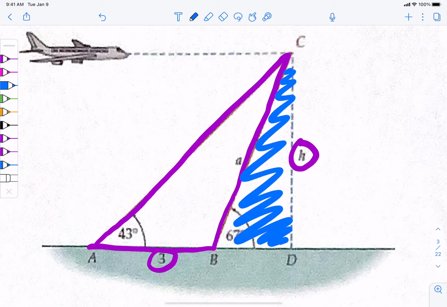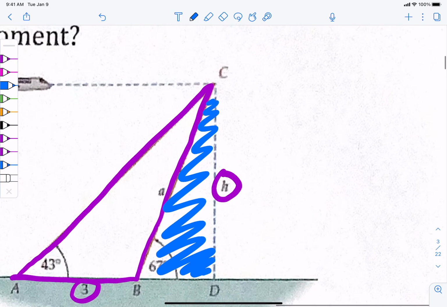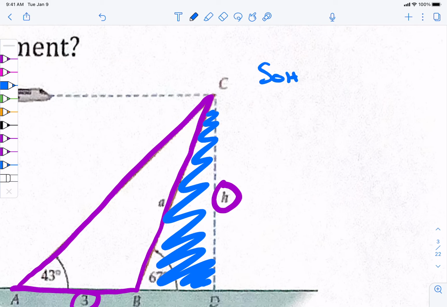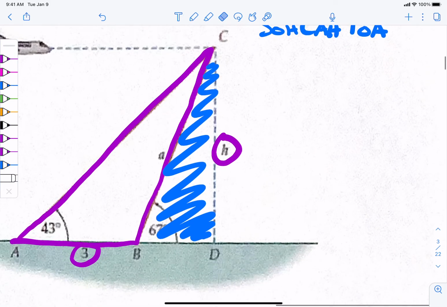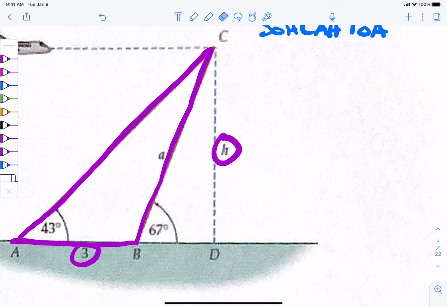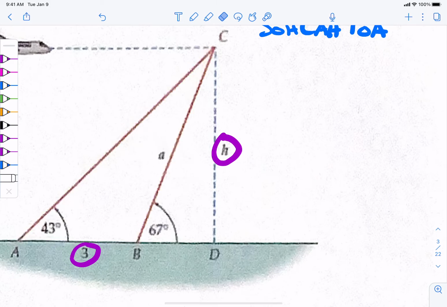H is in this triangle right here, which we said was a right triangle. And since it's a right triangle, we can use SOHCAHTOA, right? So in order to be able to solve for H, we can use SOHCAHTOA. And we do know the angle, which is 67 degrees. But I have to know one of the other sides, right? So do I know the bottom side? No. Do I know A? No. But they have it labeled as A, which makes me think that we're going to have to solve for him first, right? So as soon as we have A figured out, then we can use SOHCAHTOA to find what H is, right? Okay?